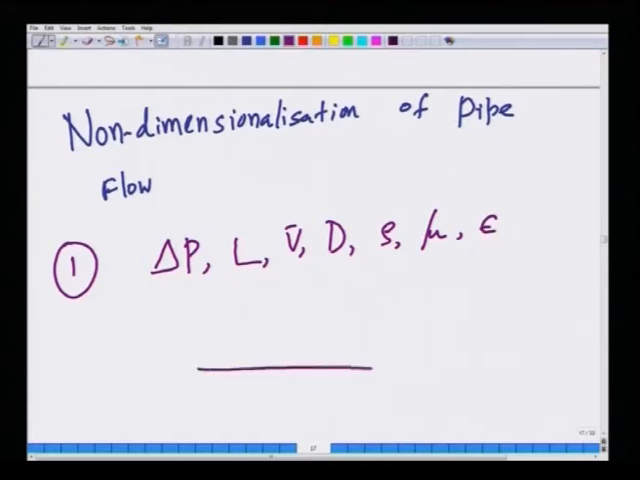So, suppose you have a pipe wall. The pipe walls are generally rough, and the amplitude of these fluctuations is characterized by a standard deviation, and that is E. So, this also has dimensions of length. So, these are pretty much what we can write down.